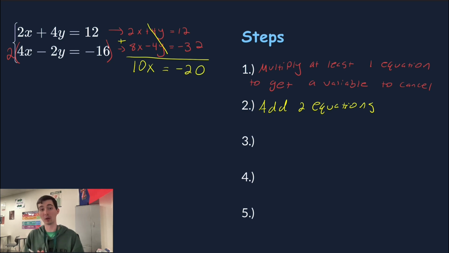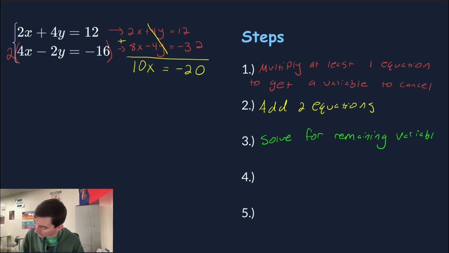Now I've eliminated one variable, which makes it very easy for me to just solve by one variable. So my third step is going to be to solve for my remaining variable. And here it's only one step. I just have to divide both sides by 10. So I get x is equal to negative 2. And now we found one variable. So I can use this variable and plug it in and get my second variable.